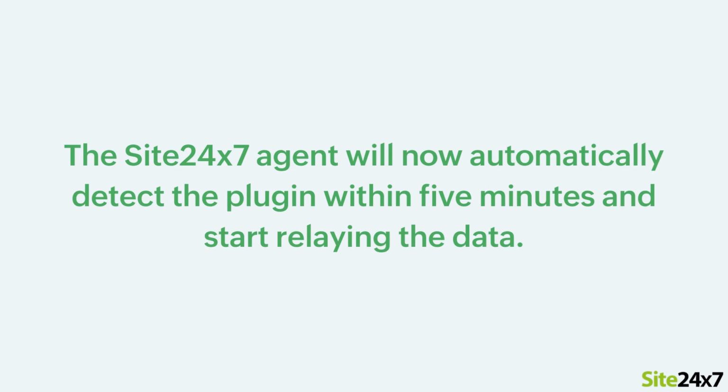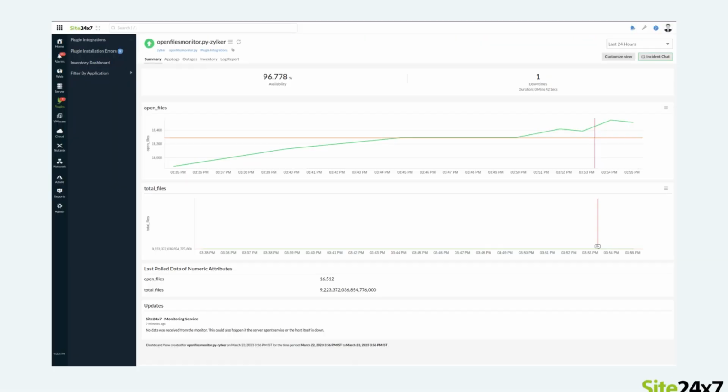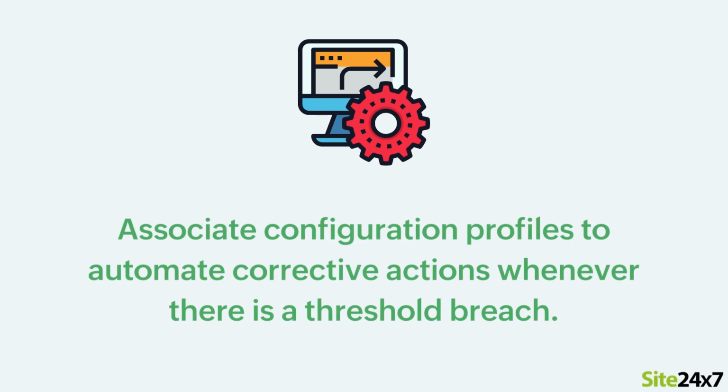The Site24/7 agent will now automatically detect the plugin within 5 minutes and start relaying the data. To view the performance metrics, navigate to Plugins and select the required monitor. You can also associate configuration profiles to automate corrective actions whenever there is a threshold breach.